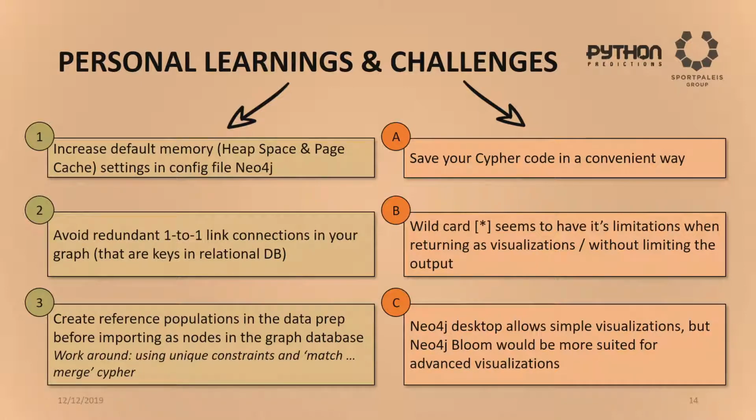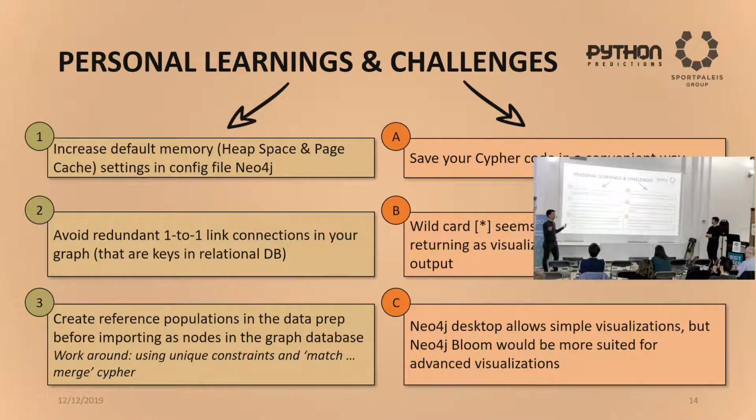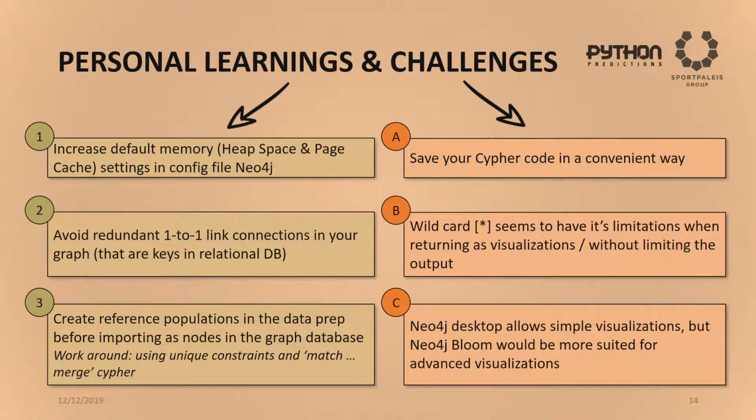The second point is maybe a bit related to my experience of mainly working with relational databases. I was used to just merge every key you have and just add it into the resulting table. But some keys, or some joins, were redundant, let's say. They have a one-to-one connection. And we added this in the first version of the graph into the graph database, but it was just making the graph bigger for no reason. So we then adjusted the data prep and excluded those redundant links, of course.